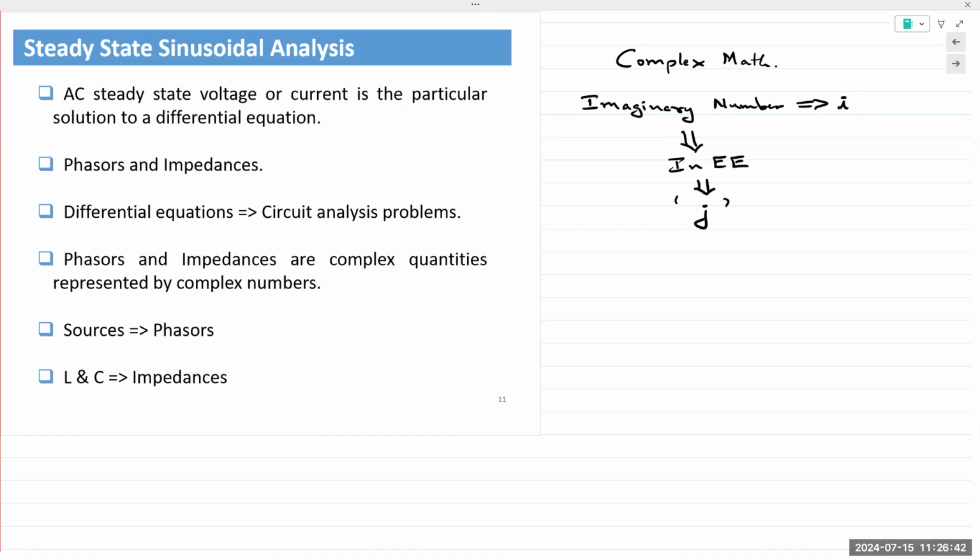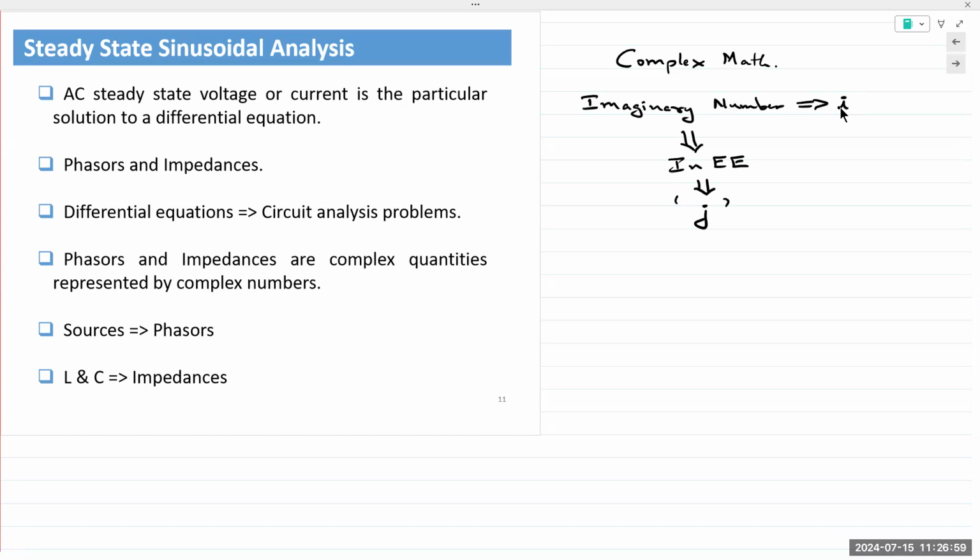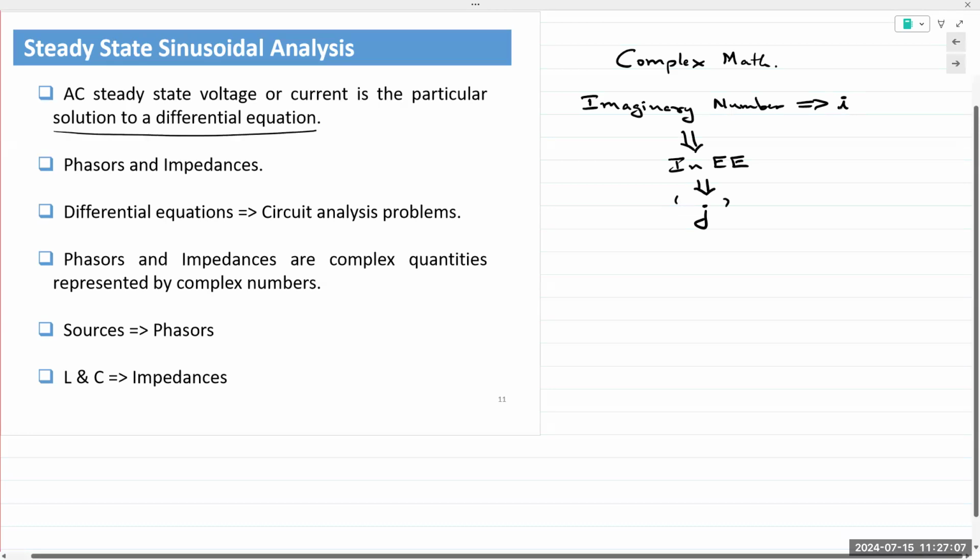Okay. What we're going to do is represent sources and our components both with complex numbers, in order to make our math less complex. Without using complex numbers, we would have to solve differential equations. And solving differential equations is not my idea of a good time. I don't know about you. Some people like to do that, but not me.